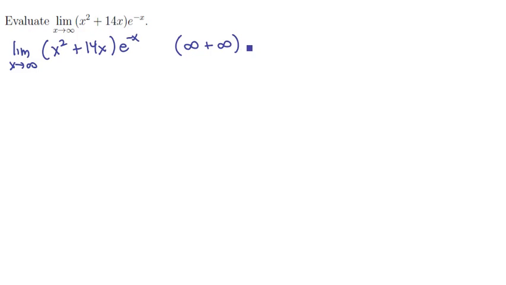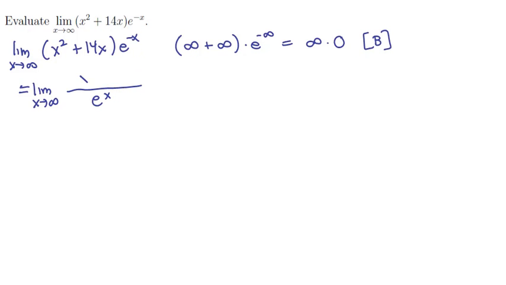So we're going to have infinity plus infinity times e to the minus infinity. The expression on the left is infinite multiplied by 0, and so that makes this a type B indeterminate form. Now the trick for a type B indeterminate form is to rewrite the original expression as a fraction. So we're going to have the limit as x tends to infinity, and we need a giant numerator and denominator. Well, obviously, e to the minus x can go downstairs, and we'll keep x squared plus 14x on the top.